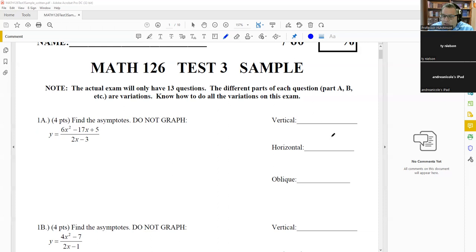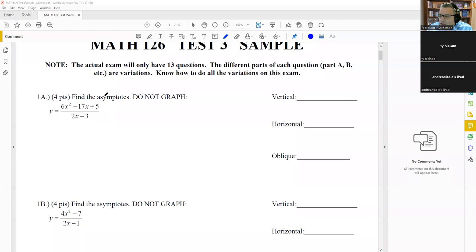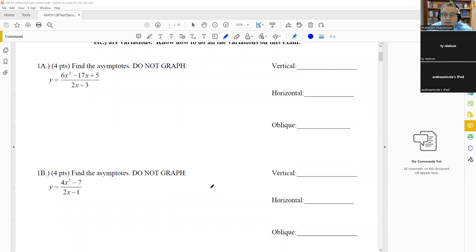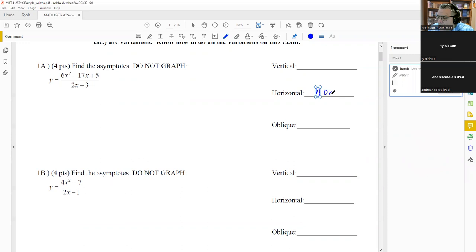So there'll be 13 questions on this, as it says on the test here. And the first one that you're going to see is one where you find an oblique. So in this case, because the power on top is higher than the power on the bottom, for the horizontal, there's none here for that particular one.